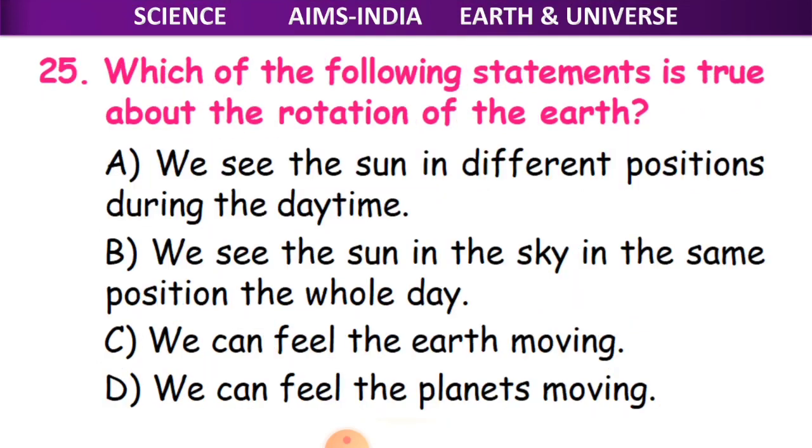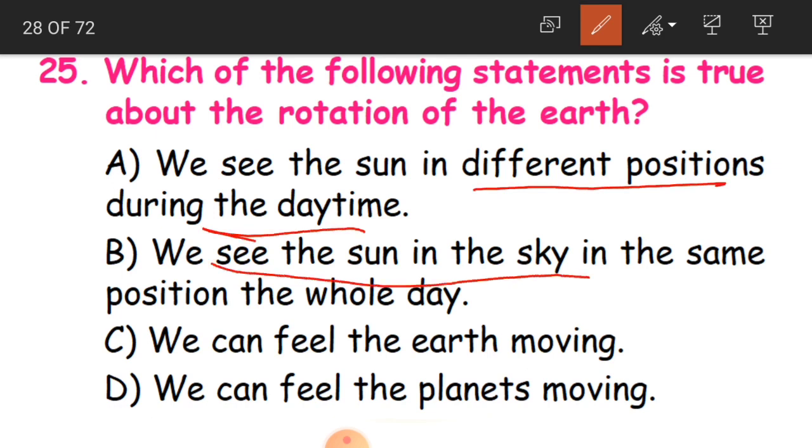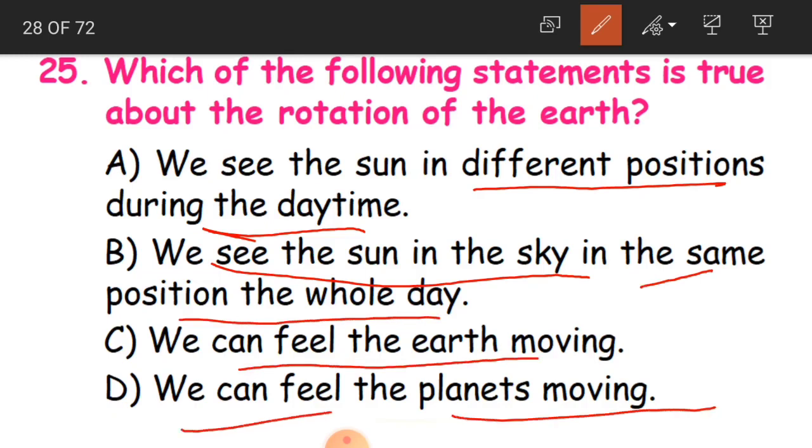Which of the following statements is true about the rotation of the earth? We are talking about the rotation of the earth, which rotates around itself on its own axis. So which statement is true? A option is, we see the sun in different positions during the daytime. We see the sun in the sky in the same position the whole day. We can feel the earth moving. We can feel the planets moving. So A is the correct option.